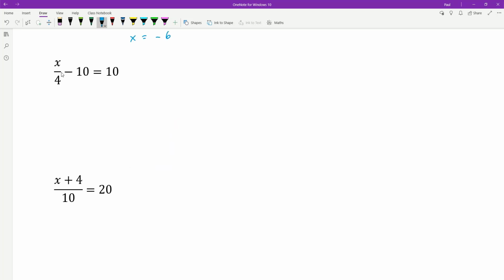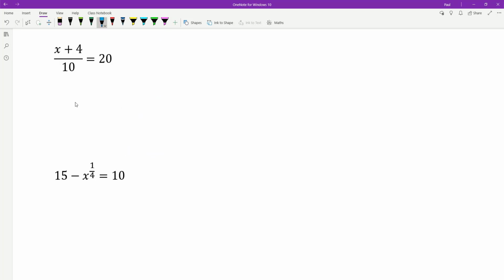Right, let's look at the next one. I've got a divide by and I've got a minus. So if I go into BEDMAS in reverse, the subtraction is going to occur before the division. So over here I have minus 10, so on the other side it will be plus 10. X divided by 4 is going to equal the 10 plus the 10 from the other side. So x over 4 is equal to 20. Now that's a divide by 4, so on the other side it will be times by 4. So x is equal to 20 times 4, so x is equal to 80.